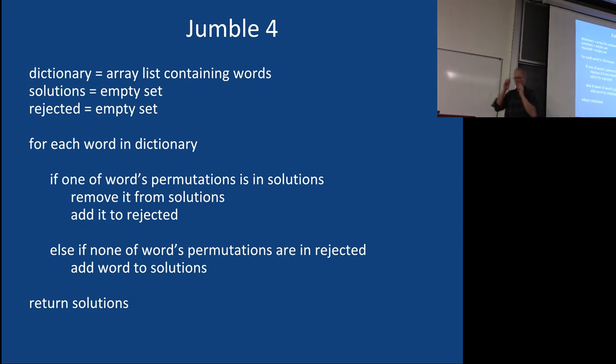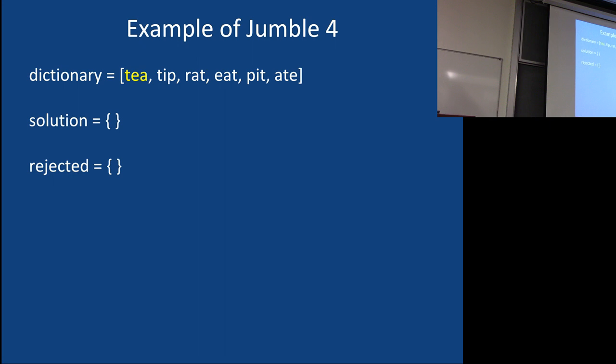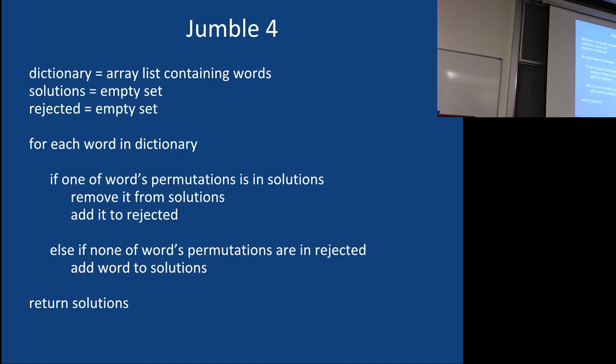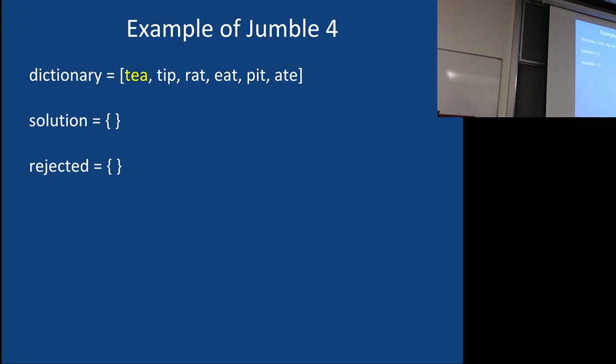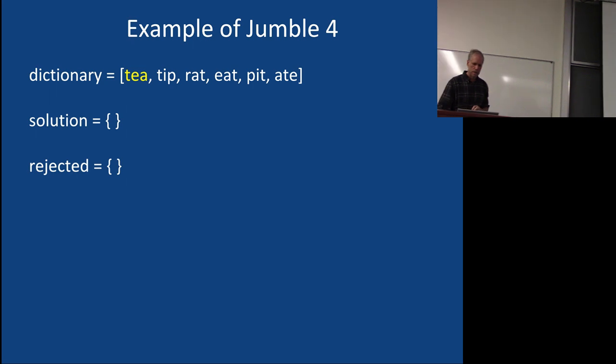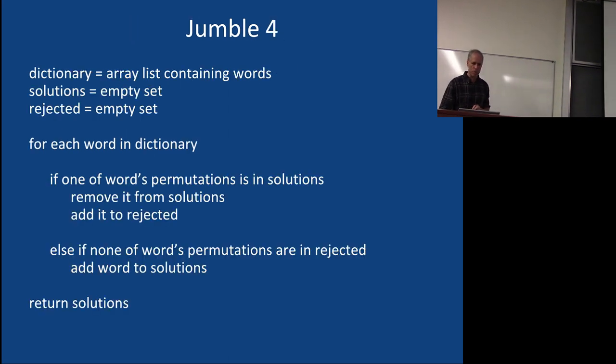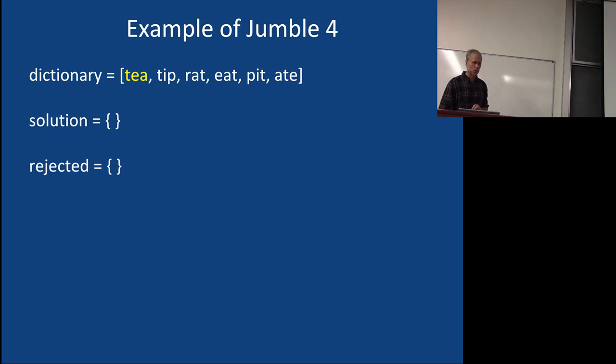Now, let's look at it this way. This is what we start with: a list of words, and solution and rejected. So we check to see. What do we check first? If one of the word's permutations is in solutions, we remove it from solutions and add it to rejected. Well, is one of T's permutations in solution? No, nothing in solution. And then it says, else if none of the word's permutations are in rejected, add the word to solutions. So it's not in solution, it's not in rejected, so it goes into solution.